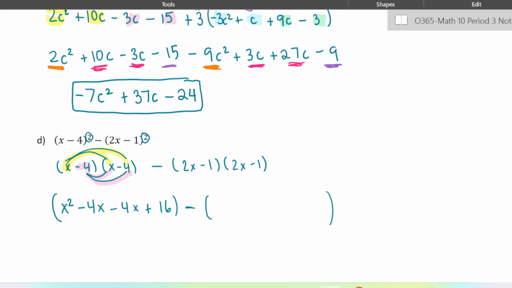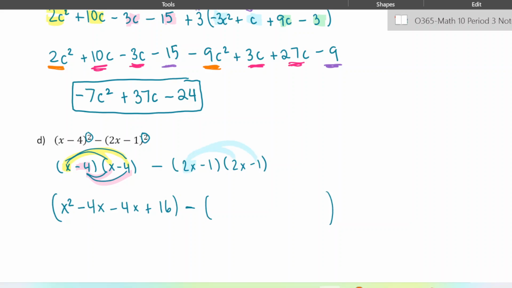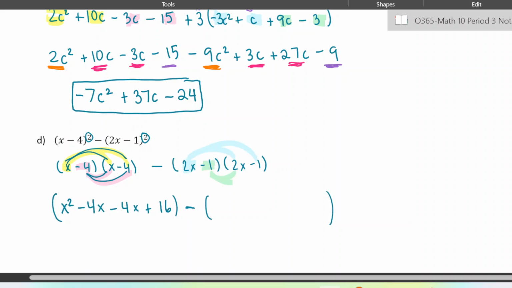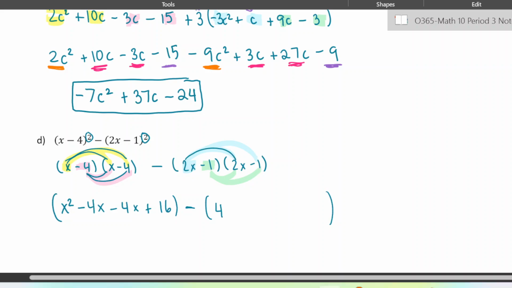Okay, let's do this one. So I'm going to have my 2x, I'm going to multiply it with both terms, and then I'm going to have my -1, and I'm going to multiply it with both terms. So 2x times 2x would be 4x squared. 2x times -1 is -2x. I'll have negative 2x again and positive 1.